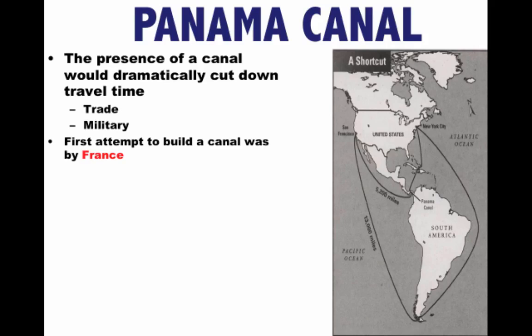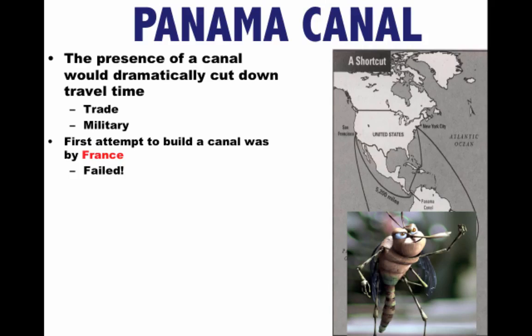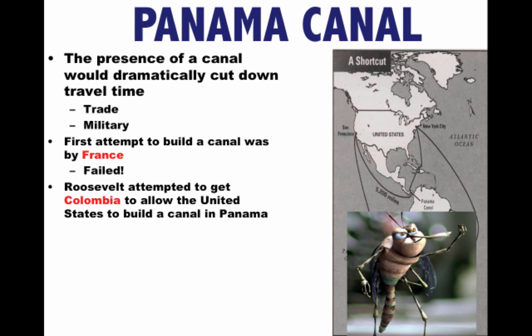France was the first country to formally attempt to build the canal, but ultimately it fails because Panama is a tropical nation, and diseases such as malaria and yellow fever kill thousands of workers. And Roosevelt decides when he gets into office that he's going to attempt to get Colombia, which controls Panama at this time, to allow the U.S. to build a canal in Panama.